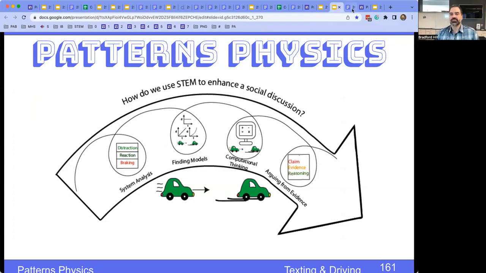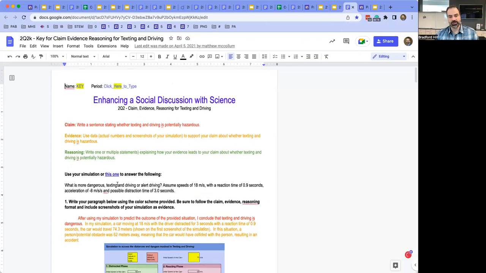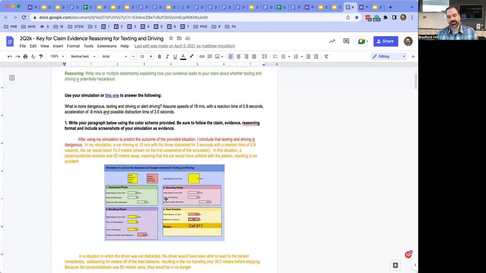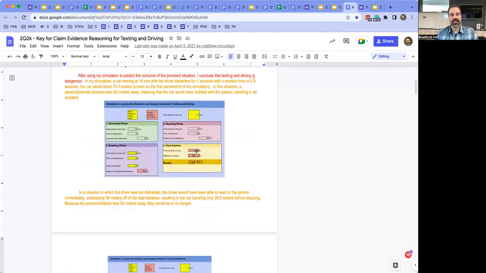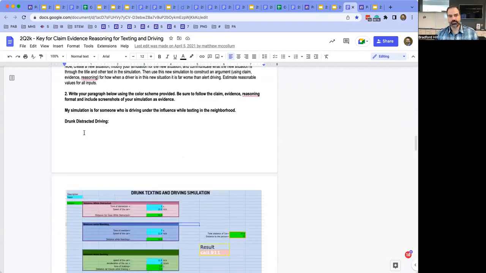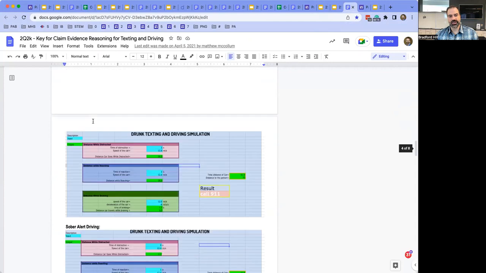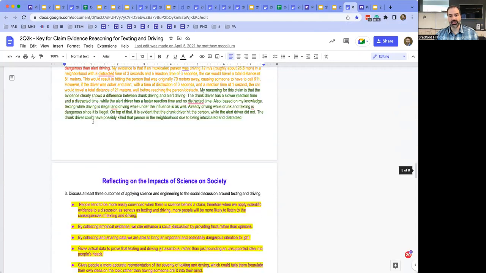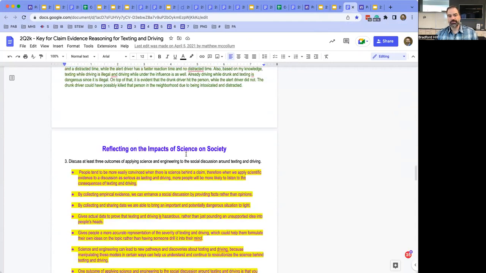Now they're going to use that to argue from evidence. And how cool is that? Their CER is referencing evidence data from a simulation that they coded from experiments. And they then go on to a new scenario. This student picked drunk driving in addition to distracted driving. And then it ends on what are the impacts of science on society.